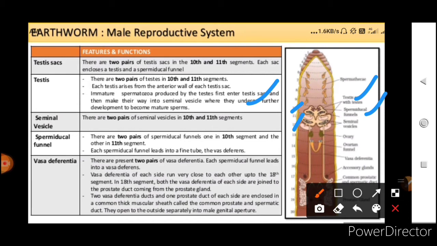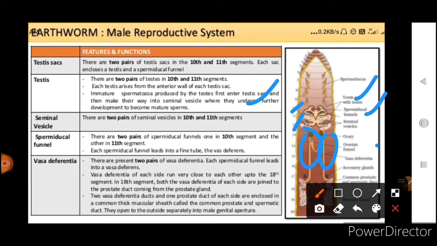Now, when we talk about the seminal vesicle, there are two pairs of seminal vesicles in the 10th and 11th segment. There are two pairs of spermiducal funnels, one in the 10th and the other in the 11th, and each spermiducal funnel leads into a fine tube, the vas deferens. What are vasa deferentia? There are two pairs of vasa deferentia. Each spermiducal funnel leads into a vas deferens, a tube-like structure you can see in the diagram.